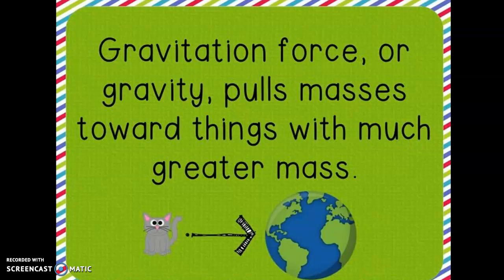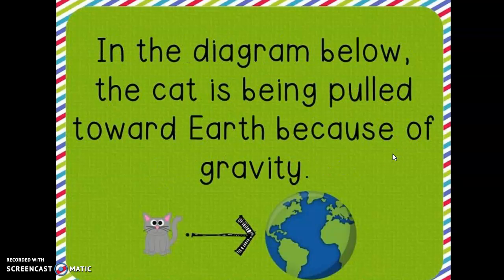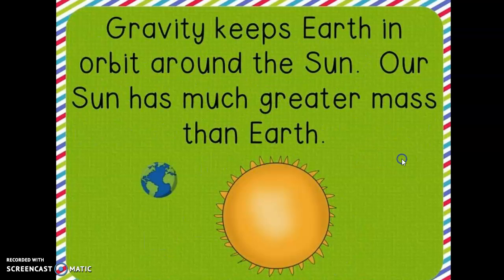Gravity is our last force, and so gravitational force, or gravity, pulls masses towards things that have a much greater mass. So in this picture, you have a cat being pulled towards the earth, and that's why we don't fall off the earth, because of gravity. We're being pulled to the earth because of that force. So in the diagram below, the cat's being pulled towards earth because of gravity.